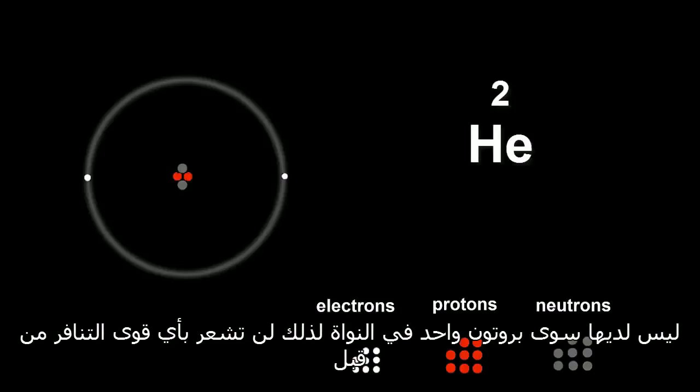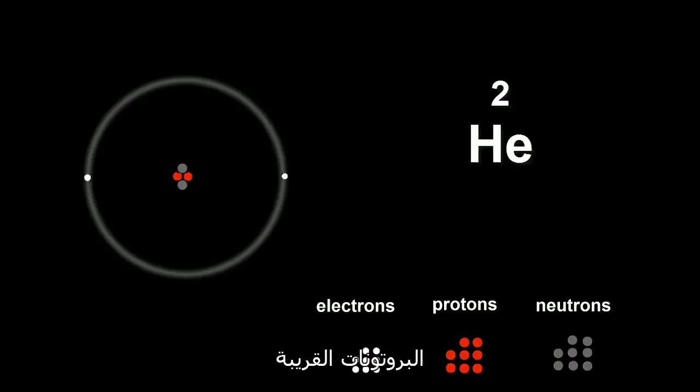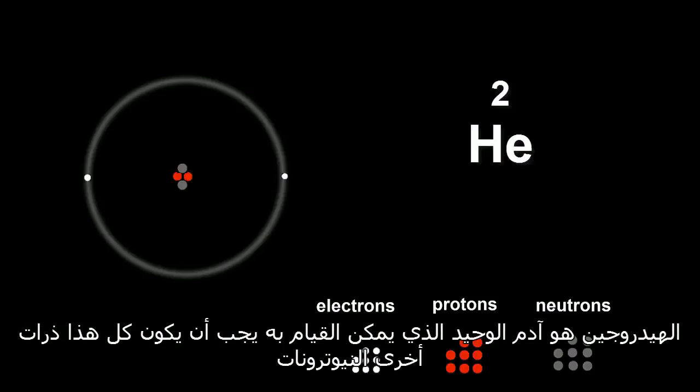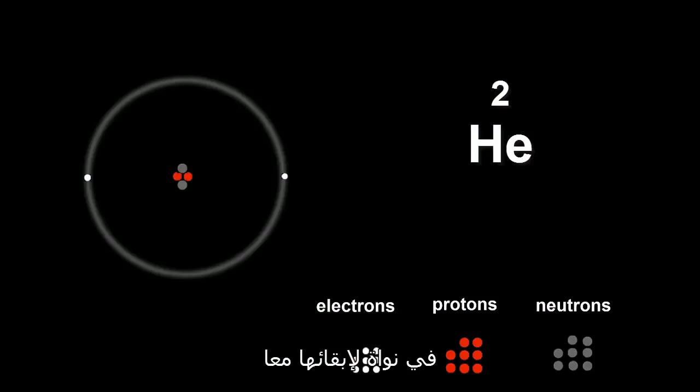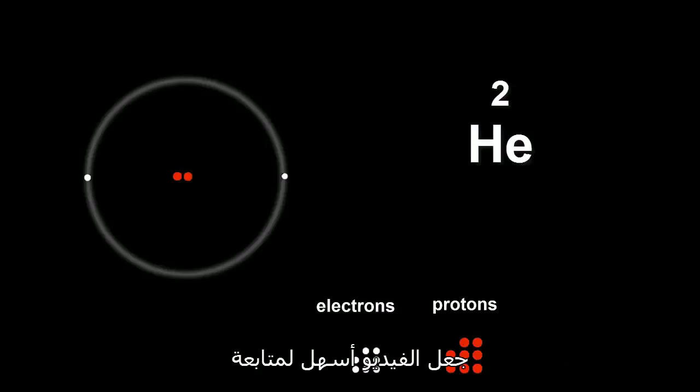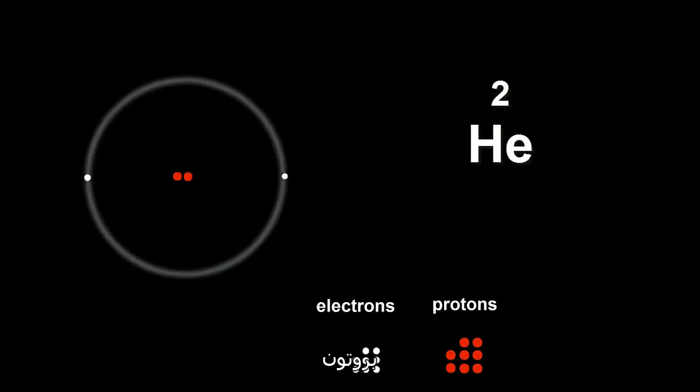Hydrogen has only one proton in its nucleus, so it won't feel any repulsive forces from nearby protons. Hydrogen is the only atom that can do this. All other atoms must have neutrons in their nucleus to keep it together. But from now on, we're going to ignore the neutrons in building our atoms to make our video easier to follow. Let's remember, though, that neutrons are found in all atoms that have more than one proton.